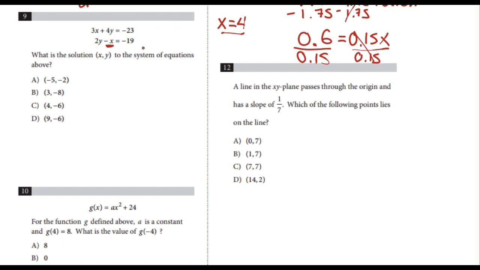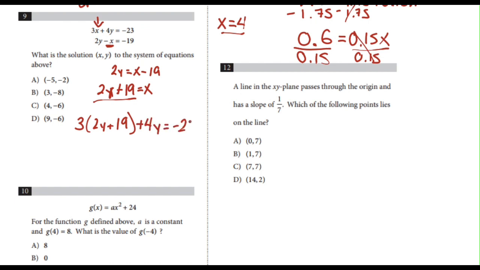If we add x over to the other side, we'll get that 2y equals x minus 19. And to get x by itself, we can add the 19 over to the other side, and we'll get 2y plus 19 equals x. Now that we have an equation for x, we can plug in what x equals into the other equation. So instead of 3 times x, x is 2y plus 19. So we'll have 3 times 2y plus 19 plus 4y equals negative 23.